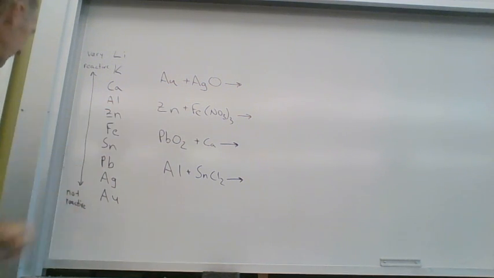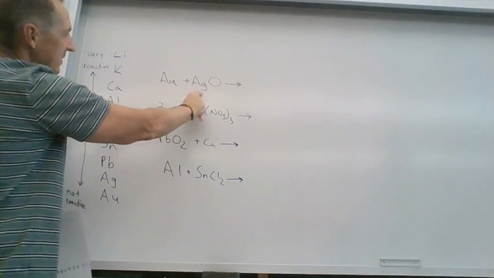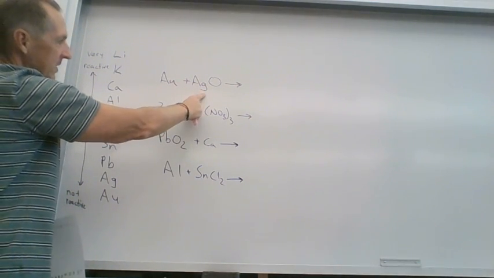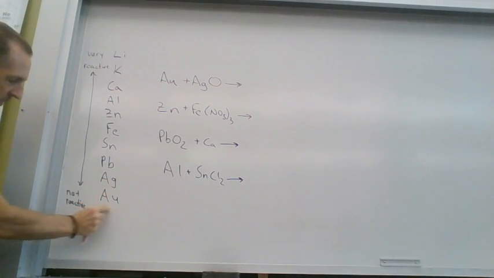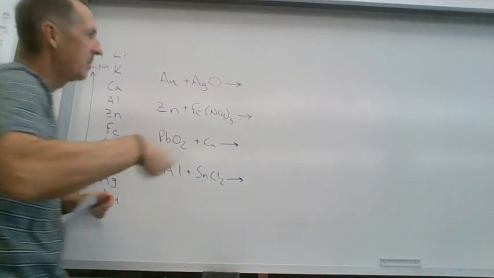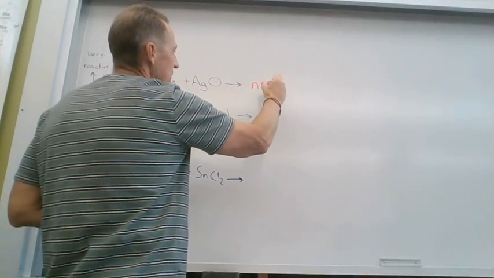Right, so if we're trying to predict if we'll have a reaction in this equation, what we would want to do is see if this gold is actually more active than the silver. Is this gold going to transfer electrons to the silver? But gold is lower in the series, so we would expect no reaction.